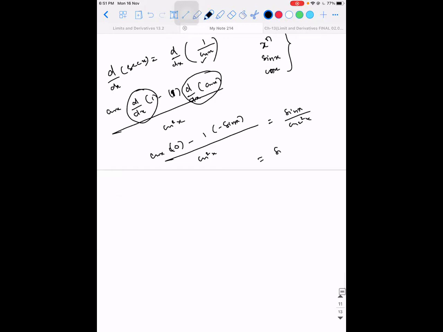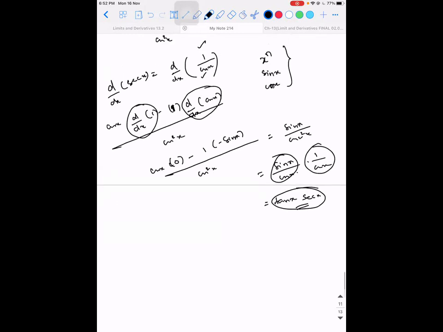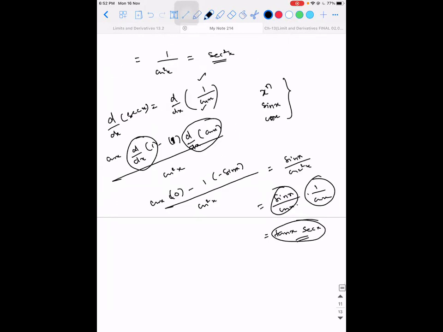Cos square x can be written as cos x into cos x. Sin x by cos x is tan x, and 1 by cos x is secant x. So this is the formula. You will apply it many times, okay? So derivative of secant x is secant x into tan x. Got it? But what is the derivative of tan x? Secant square x.